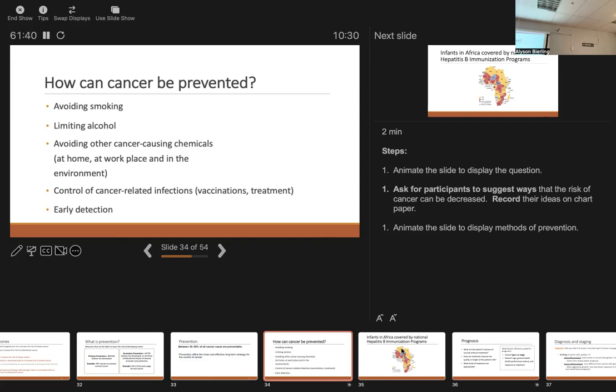Exactly. So the radiation is confined to the room because of the way the room is built, the way the walls are built.